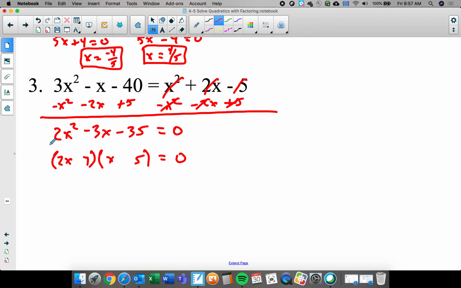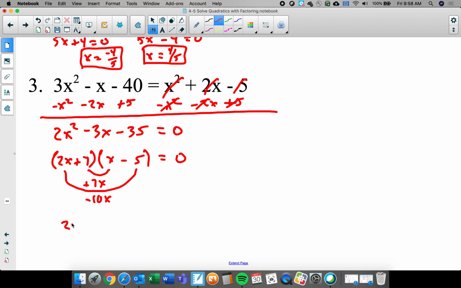Remember, whenever you've got a number in front that's not 1, you got to check the inside and the outside terms. Okay, so this ends up, I would multiply, would give me 7x. The outside would give me a 10x when I multiply. I need a negative 3 as my middle term when I put those outside and inside together, which means the 10 is going to have to be negative and the 7 is going to have to be positive. Therefore, this is a plus sign, that's a minus sign. So there's your factored form, and now I use my zero product property to solve.